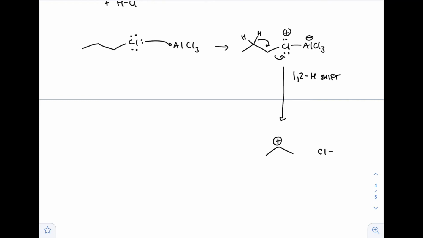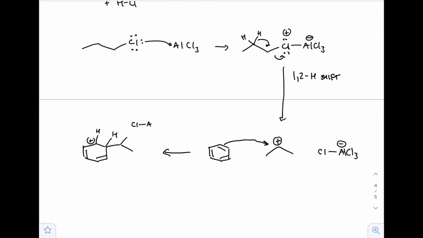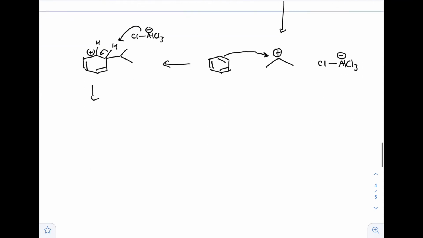And then you form a secondary carbocation, which is totally fine to have. And this is definitely a thing, okay? So this chlorine attacks the Lewis acid, forming that acid-base adduct, and then the hydrogen can shift to make a more stable carbocation, okay? And then the same process goes from there. Benzene attacks, reestablish aromaticity, and you get your fancy looking isopropyl benzene, okay?